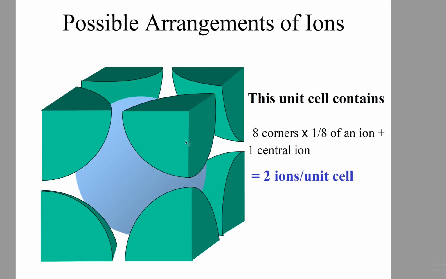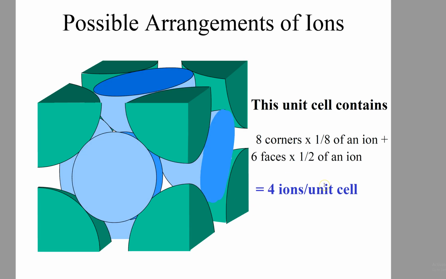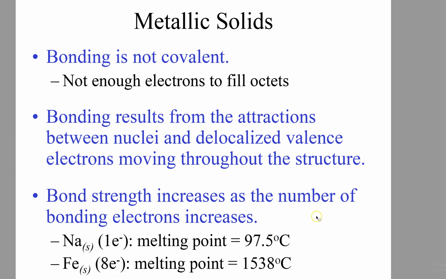And so there are a couple of arrangements. We don't really have to go too much into detail on this, but the idea is that these ions are going to be slotted in right between those cations. And this one actually has a slightly different structure. You have 8 corners times 1/8 of an atom plus 6 faces, and you end up with 4 ions per unit cell. So let's talk a little bit about metallic solids.